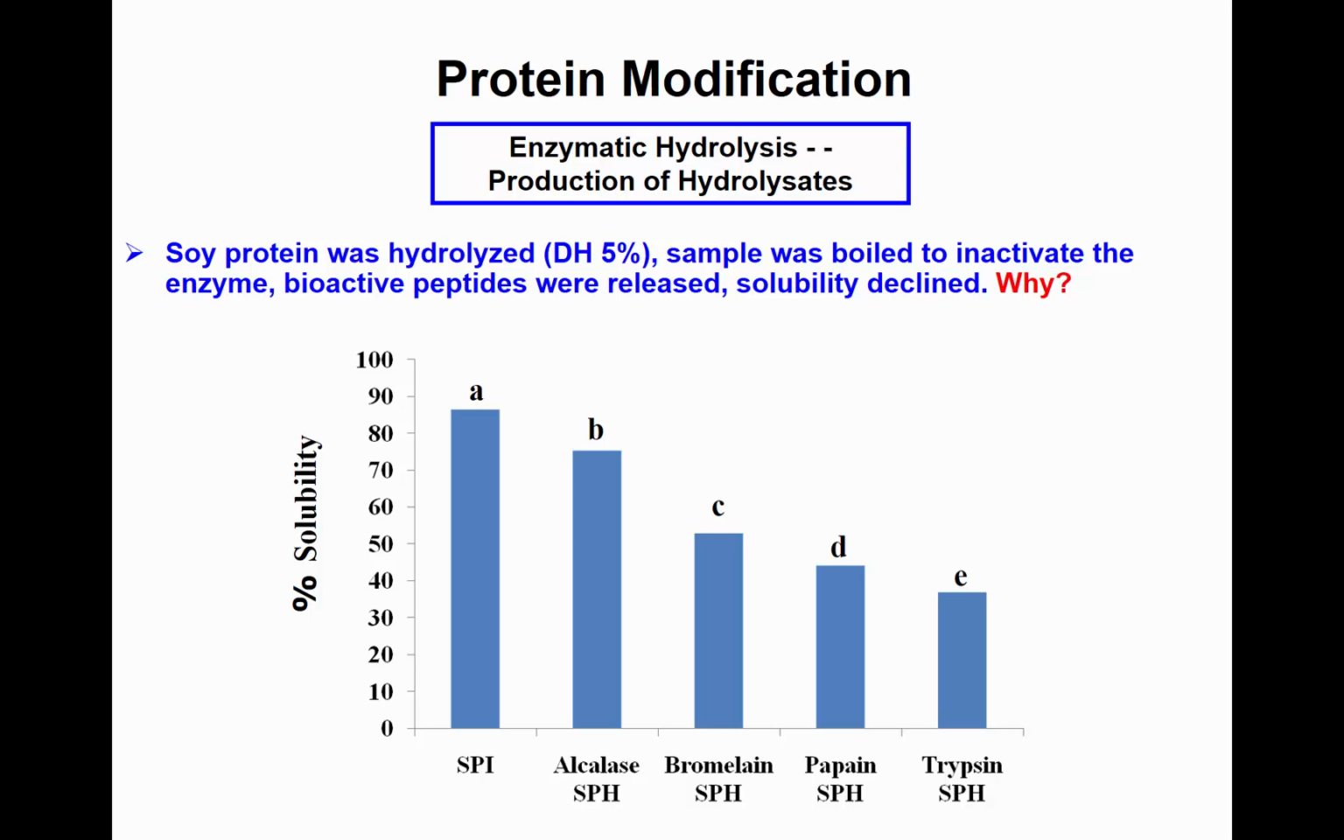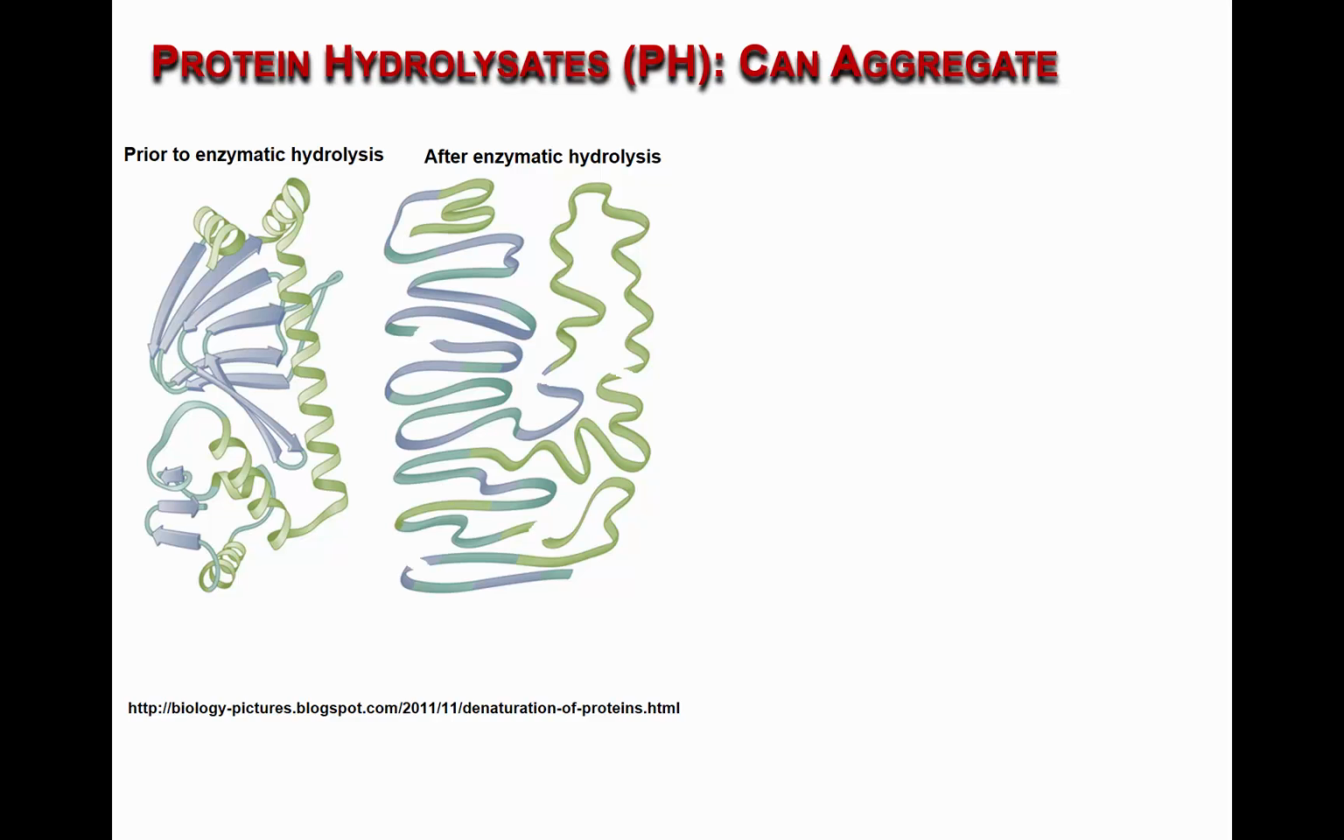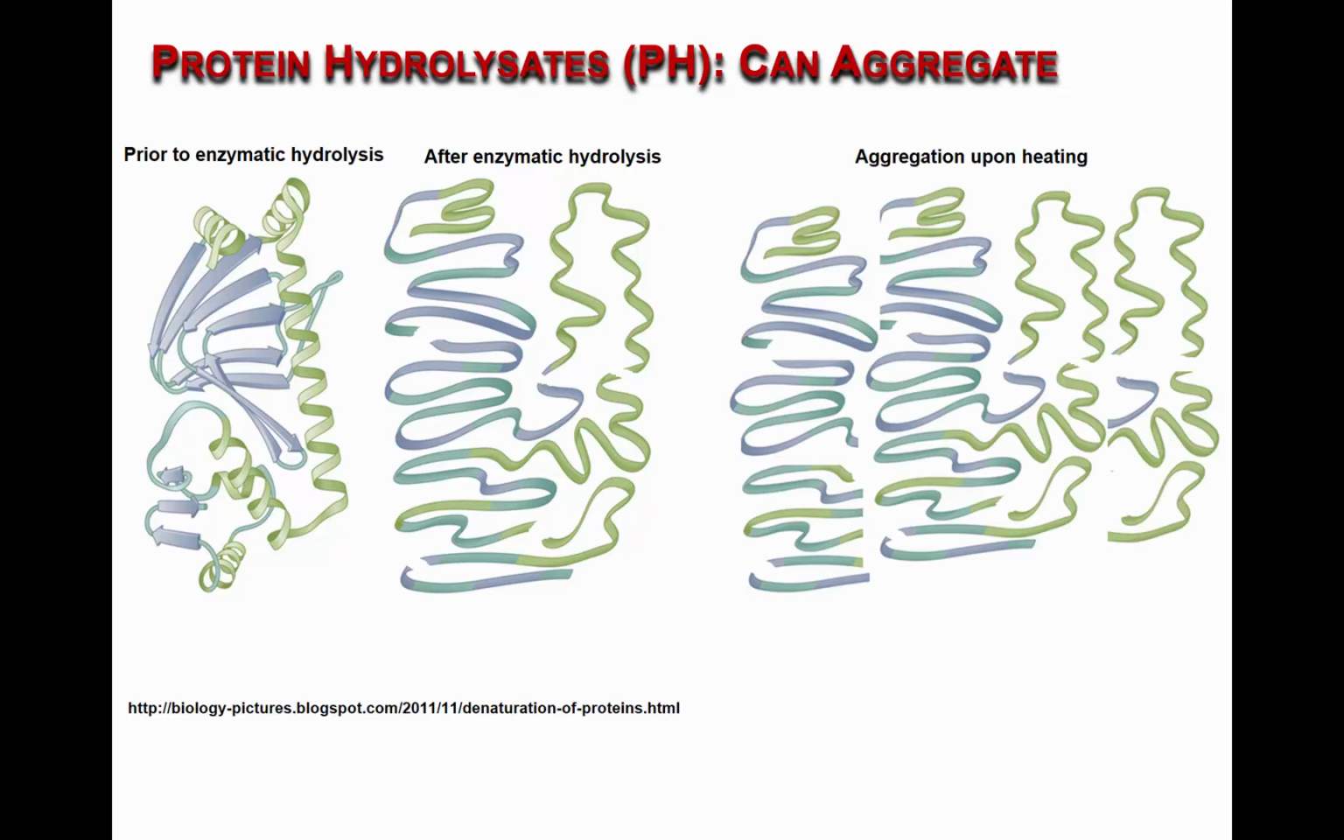Boiled. So it seems like even a hydrolysate that you would theoretically have smaller peptides, more amine, more carboxyl groups, you're heating, it's going to aggregate. So this is a protein prior to a hydrolysis. This is protein after enzymatic hydrolysis. When we heat, they're going to aggregate because now we're exposing the interior hydrophobic moiety of the protein.